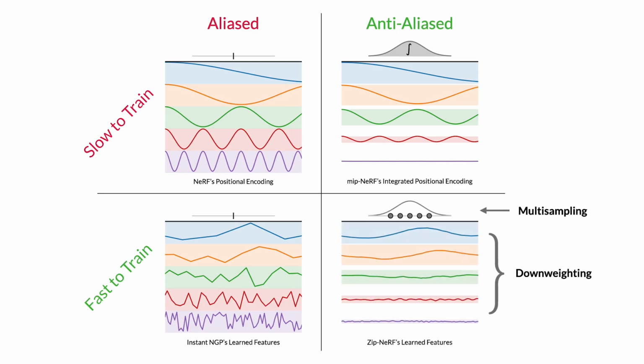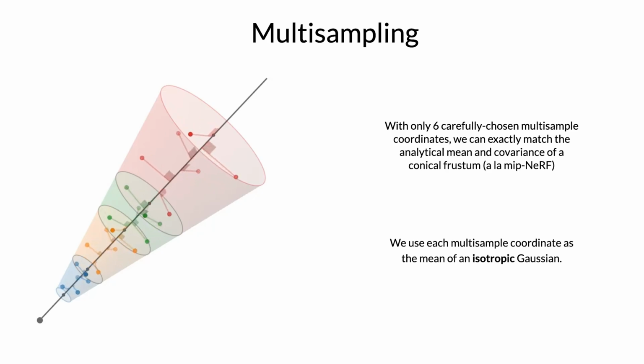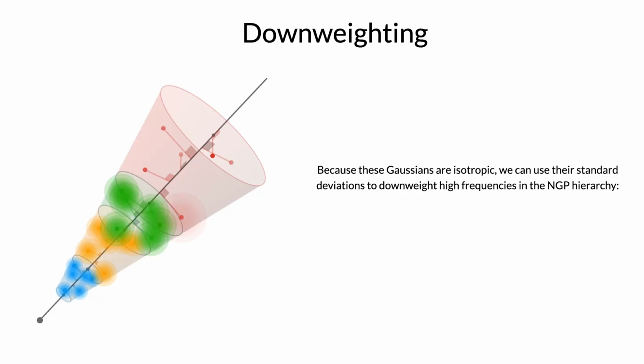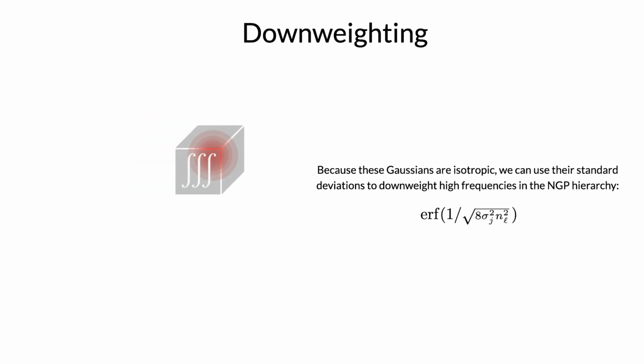For multisampling, we need a way to turn a conical frustum into a small set of points that exactly match the mean and covariance of the conical frustum, just like in MIP-NeRF. I won't go into details, but there's a unique set of 6 points that does exactly this, which you can see here for 4 different conical frustums. We're going to treat these multisamples as the means of 6 isotropic Gaussians. Now, because these Gaussians are isotropic, there's a tidy analytical way to use their scales to downweigh high frequencies in the NGP hierarchy. We just weight each grid value by the fraction of the Gaussian that lies within each grid cell.